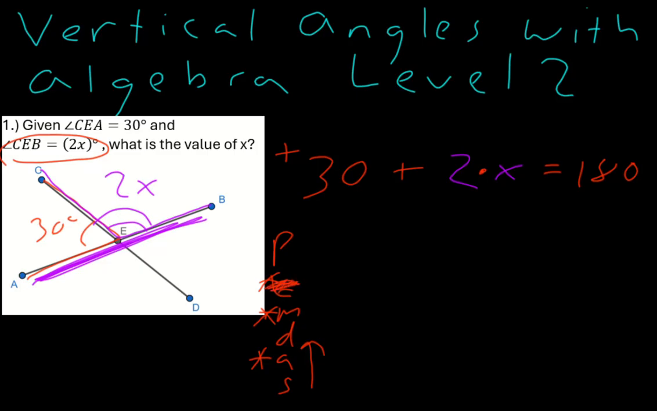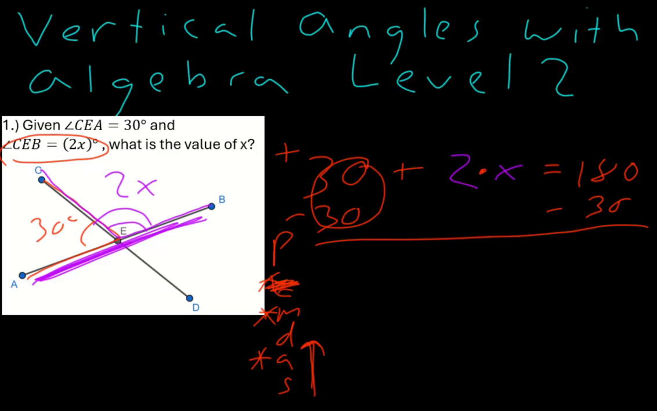Now, if we're working from the bottom up, or working backwards, we have to get rid of our addition first. So the opposite of plus 30 would be minus 30. And what we do to the left, we have to do to the right. Now y'all circle your zero pair. We can go ahead and drop our 2x is equal to 180 minus 30, which is 150.